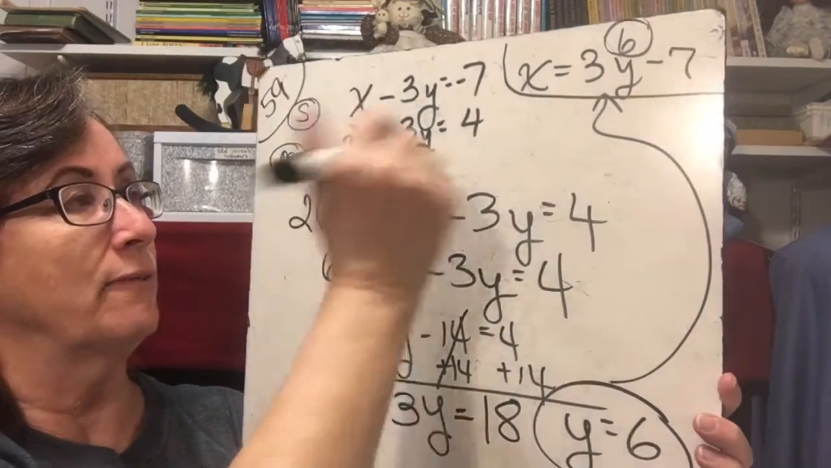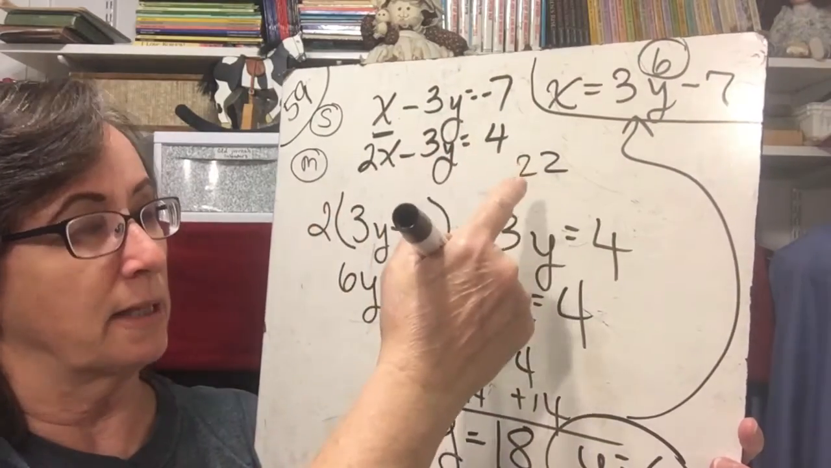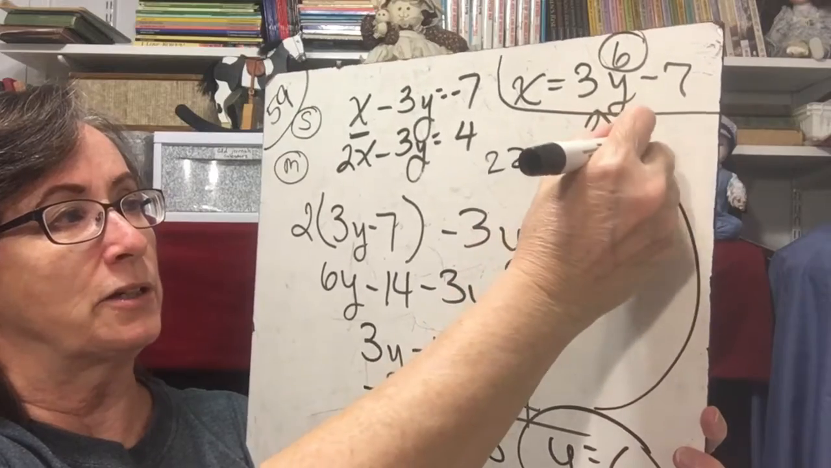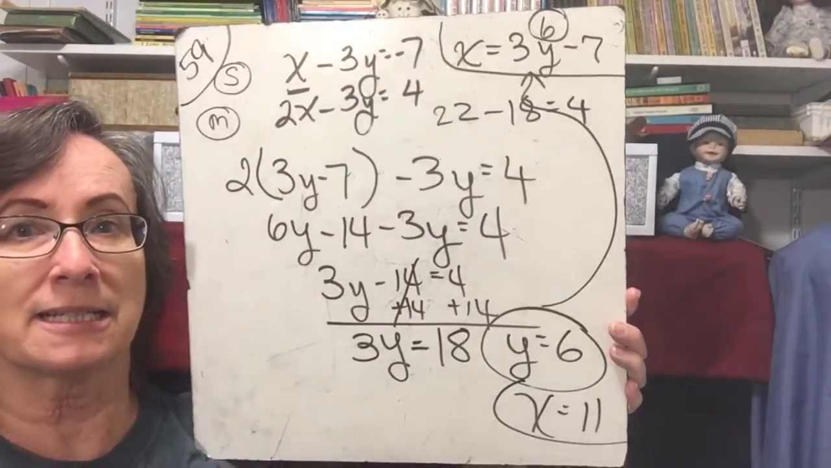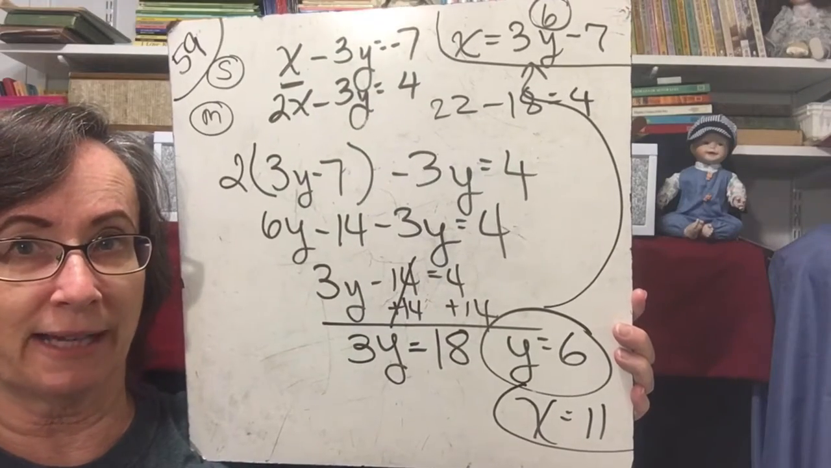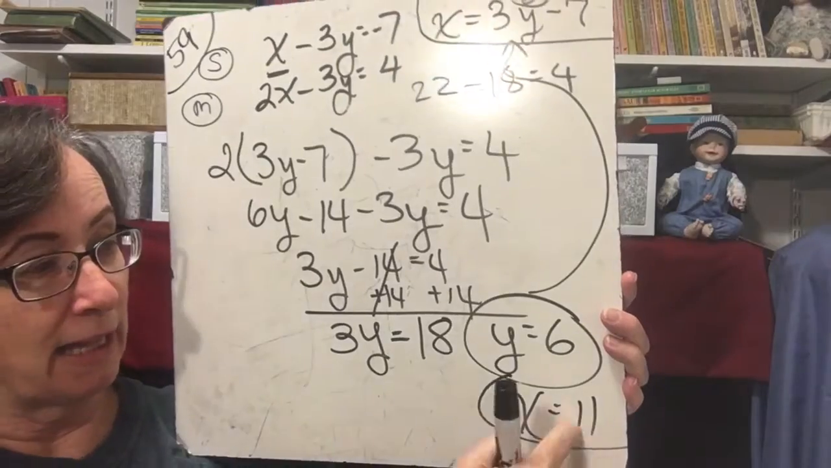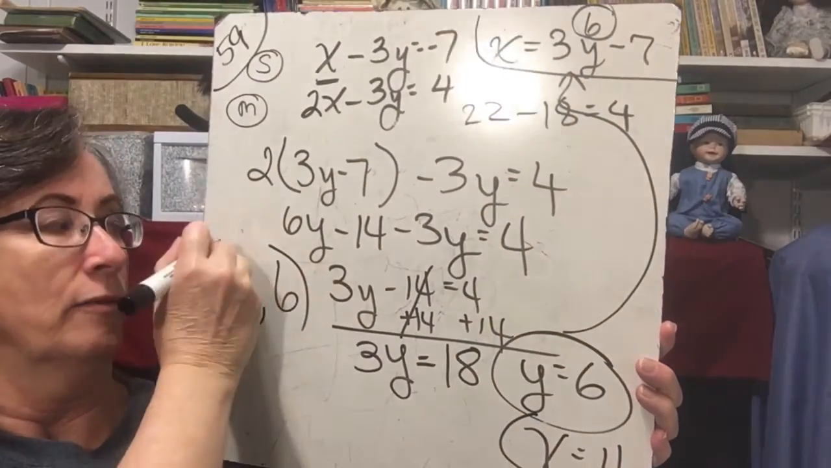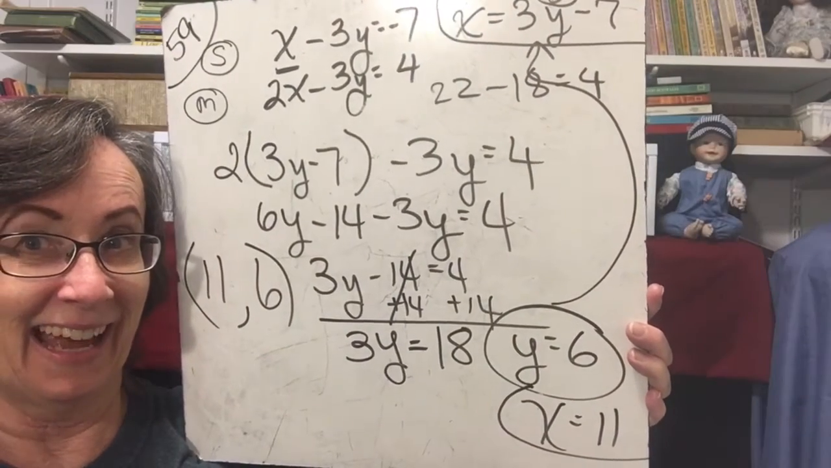2 times 11 is 22, and minus 3 times 6 is minus 18. And 22 minus 18 is 4. Therefore, my answer is verified. How did you do? Did you get 11, 6 for your solution? I hope so.